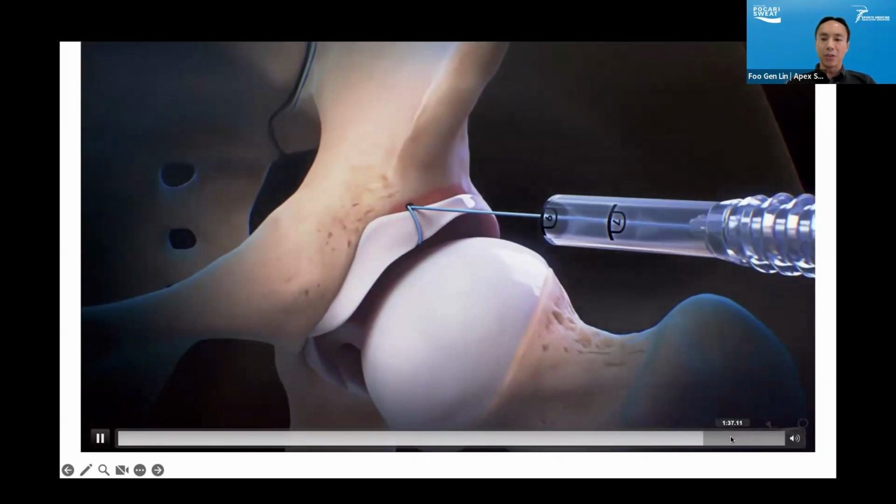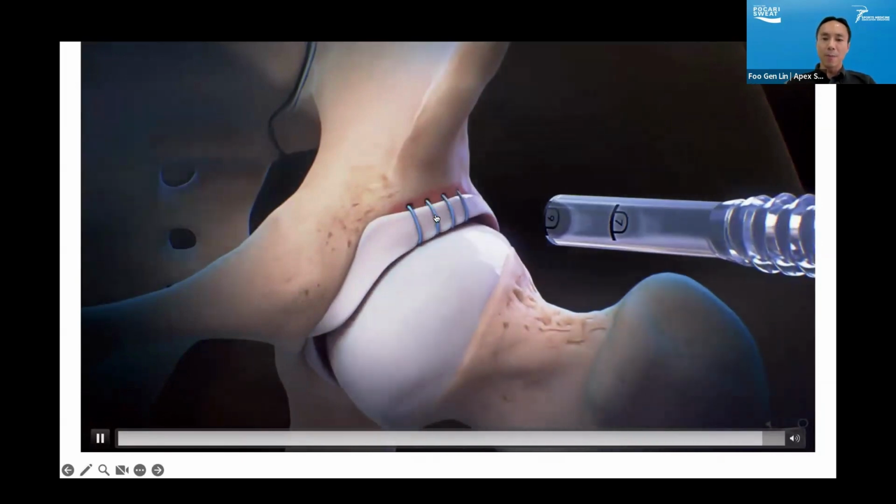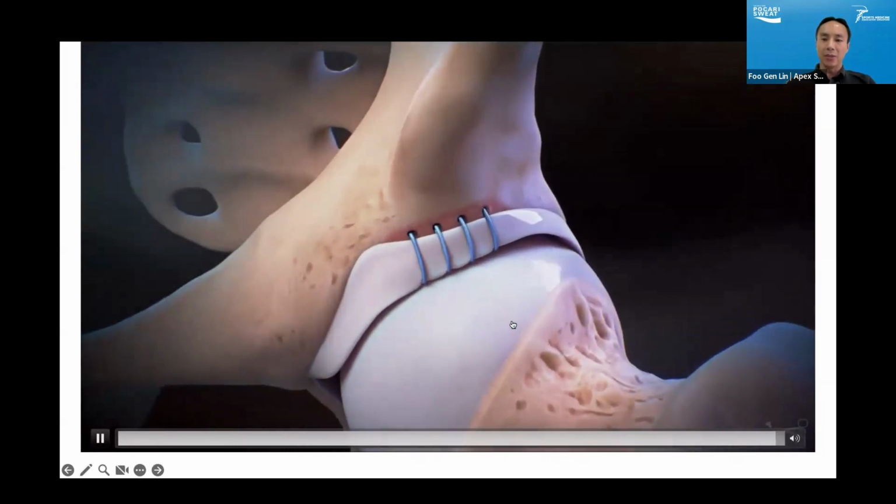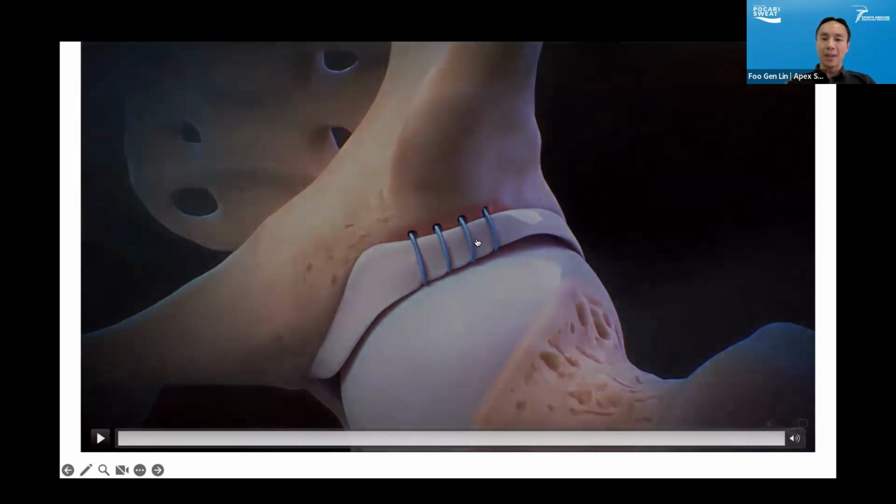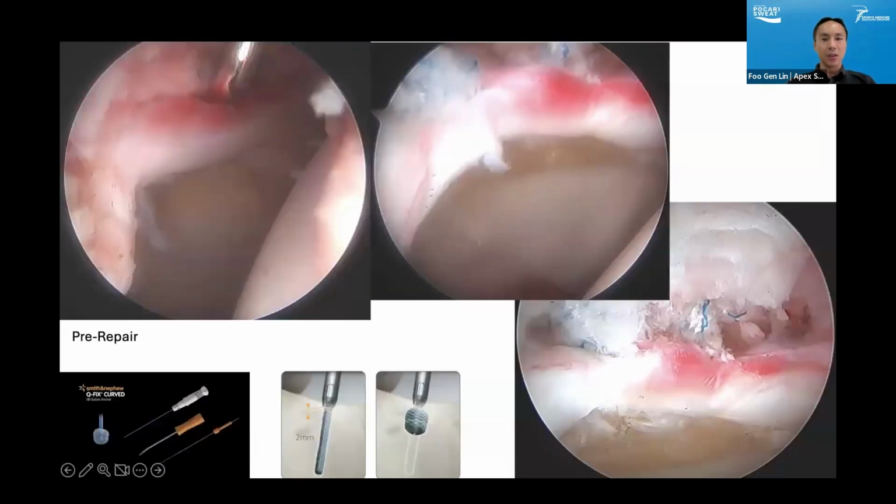We put about 2 or 3 of these to secure the labrum back into the bone, and the head is then released back into the socket to form that stable labrum that was initially the case. So this is before the repair, and this is after the repair, showing the sutures, and a firm, stable repair was achieved after this surgery.